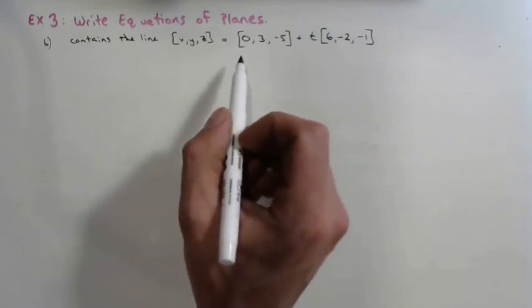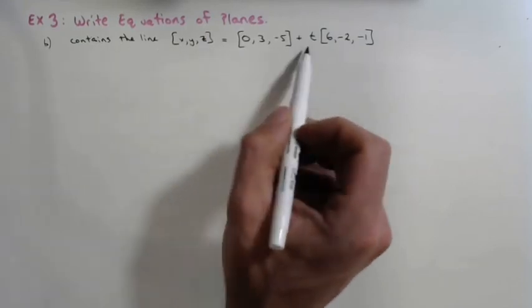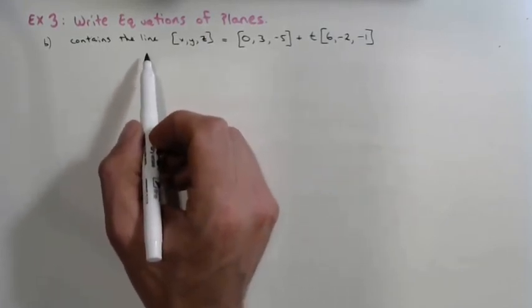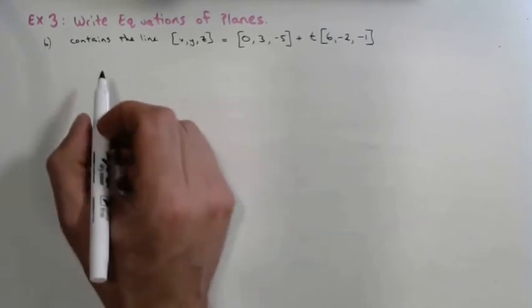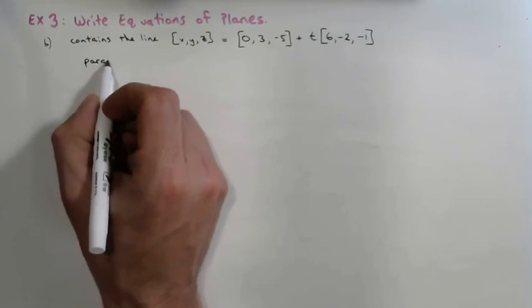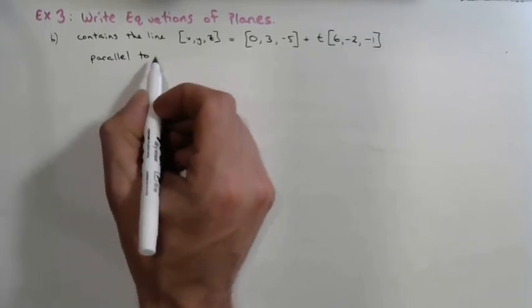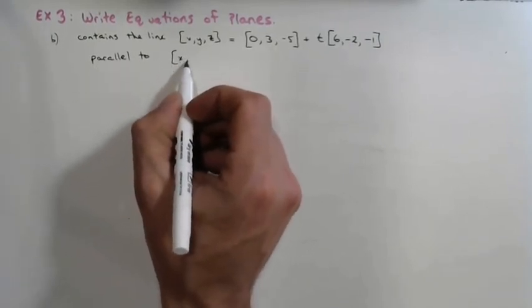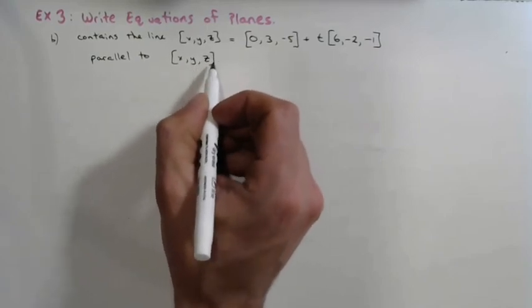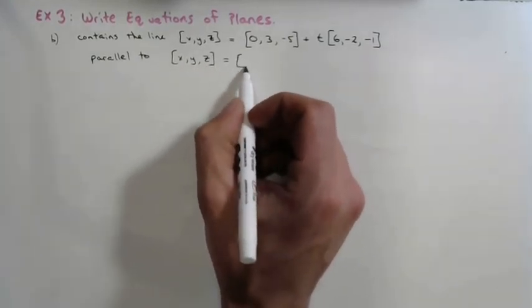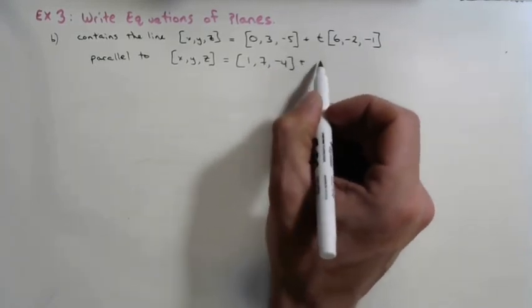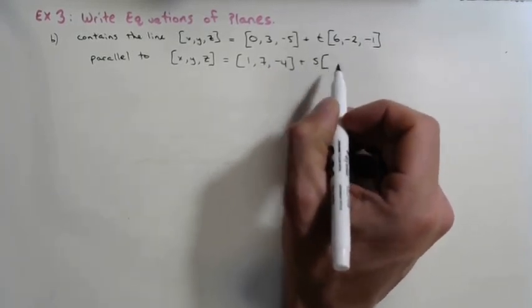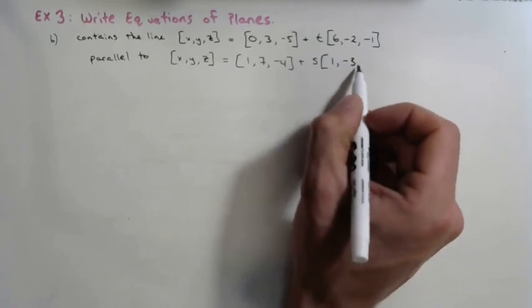So that's interesting. This first line is contained on the plane. The second line that it gives us is parallel to the plane. So the plane contains that one, and it is parallel to (x, y, z) equal to another line here: (1, 7, -4) plus some multiple of (1, -3, 3).